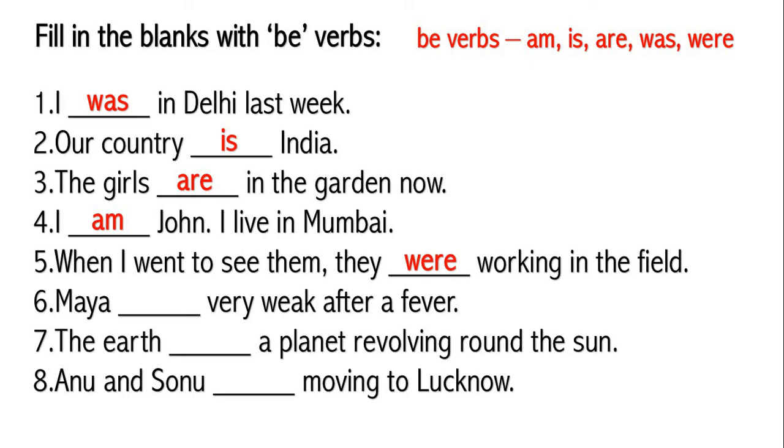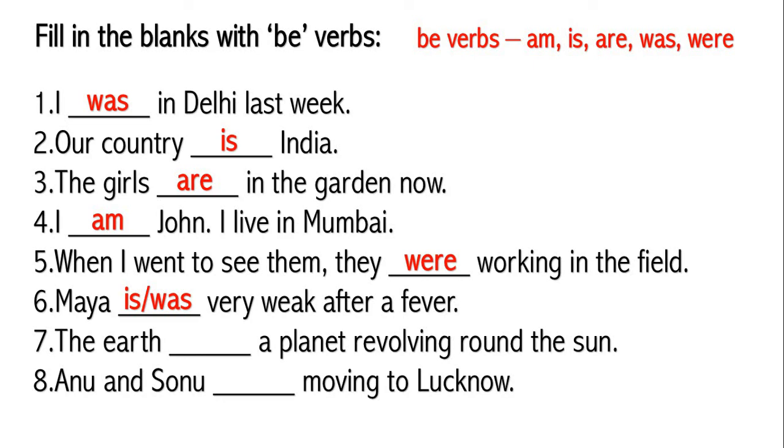Maya dash very weak after a fever. Here you can use either is or was. If you say Maya is very weak after a fever, which means Maya is still weak. If you say Maya was very weak after a fever, which means Maya was weak, but now she is alright.